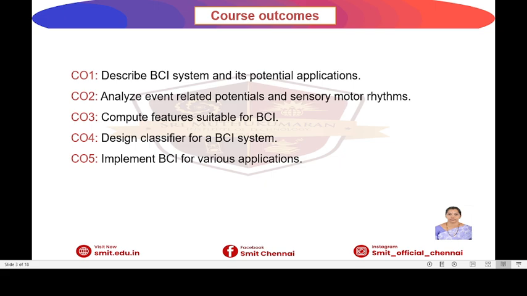So these are the course outcomes. After completing this subject, the students will be able to get the knowledge from CO1, that is course outcome, and describe BCI system and its potential application. Next, they will analyze event related potential and sensory motor rhythms. From the third unit they calculate features suitable for BCI and they have to design the classifier for BCI system, and the fourth one is implemented for BCI applications.